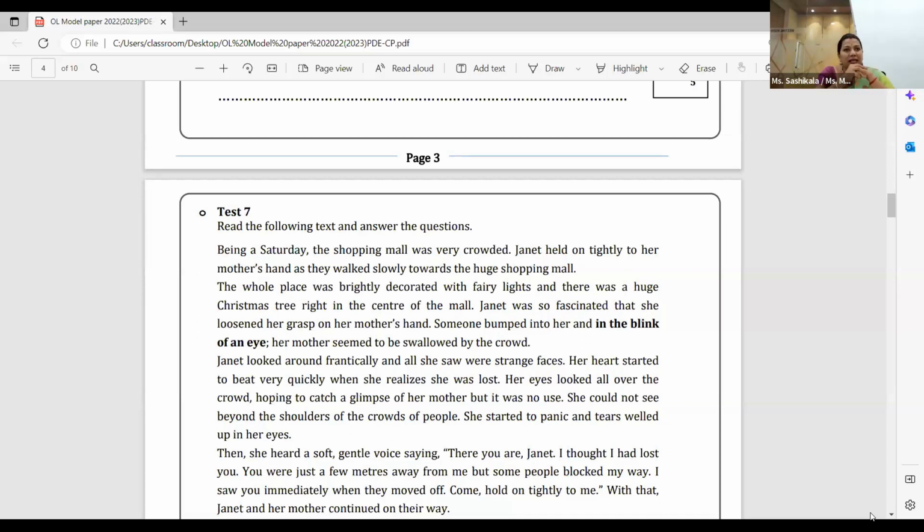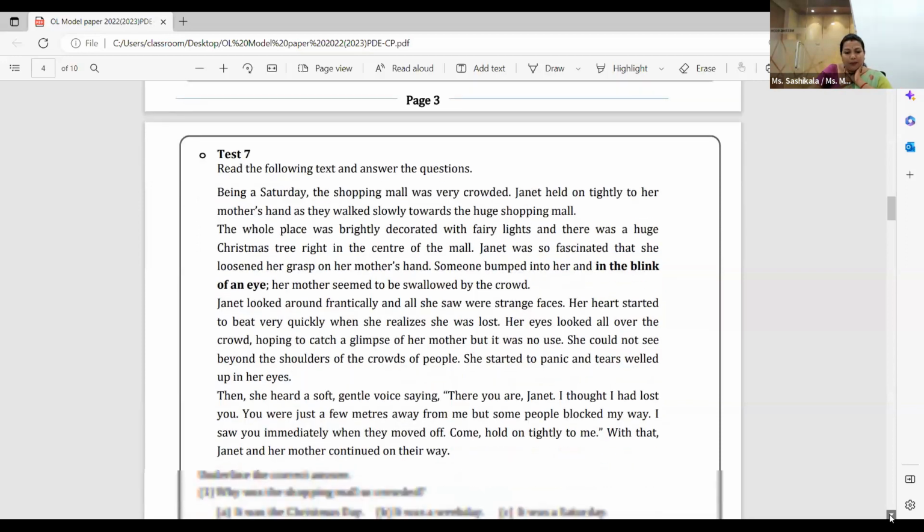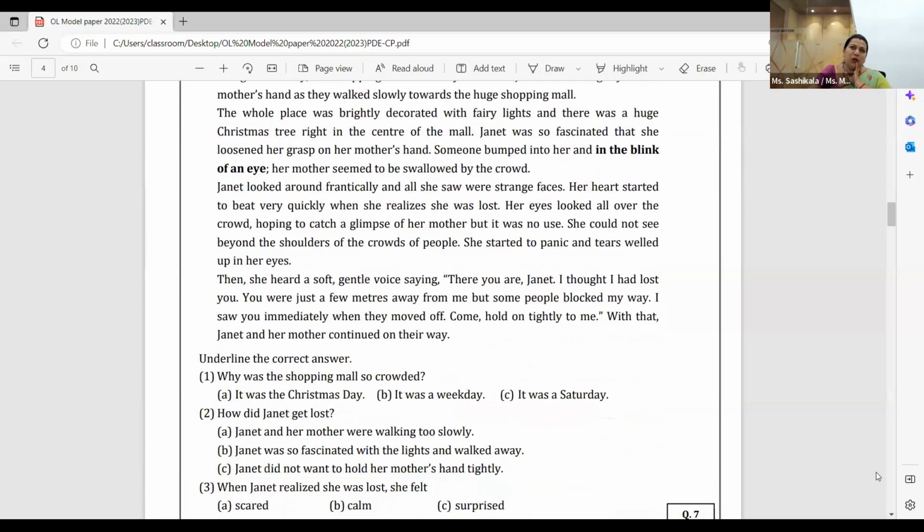So the answer is being a Saturday, the shopping mall was very crowded. See, your first answer is just right in the beginning of the sentence itself. So the answer here is, it was the Christmas day. No, there isn't much. They have not mentioned the crowd. There's nothing to do with crowd and the Christmas day here. Then it was a weekday. It is a weekend. They have already said it's Saturday. So the answer is C. It was Saturday. The second one is, how did Janet get lost?